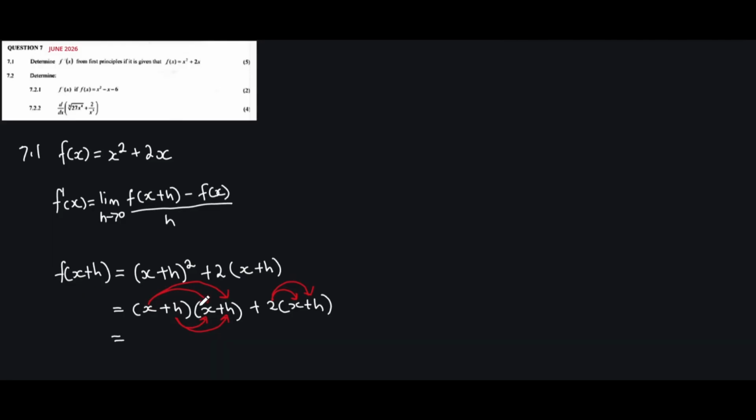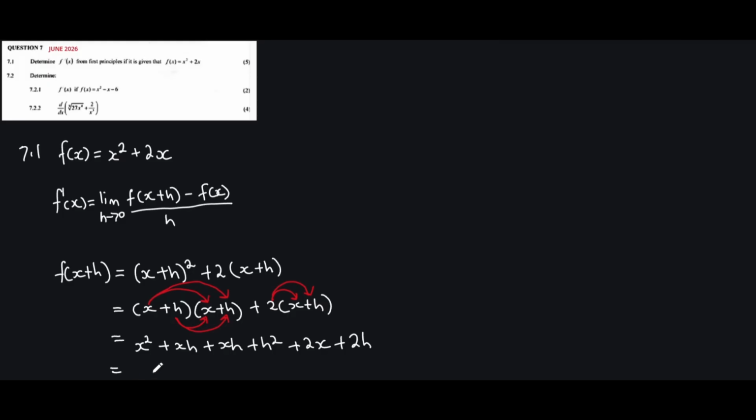So we have x times x, which is going to give us x squared, and we have x times h, which is going to give us plus xh, and we have h times x, which is going to give us plus xh, and we have h times h, which is going to give us plus h squared, right guys? And here we have 2 times x, which is going to give us plus 2x, and we have 2 times h, which is going to give us plus 2h, right?